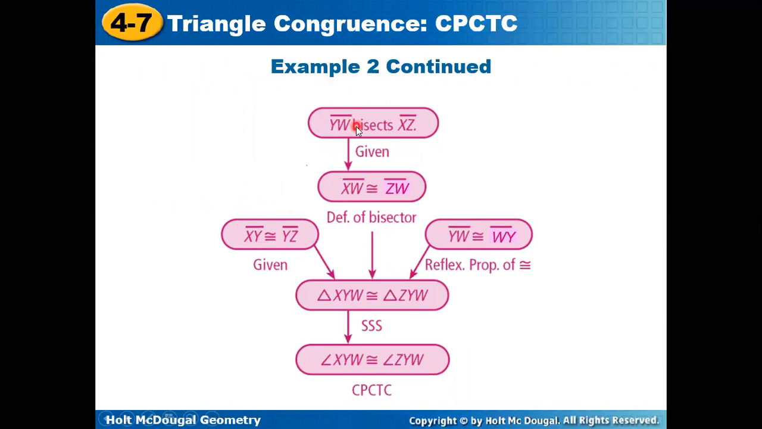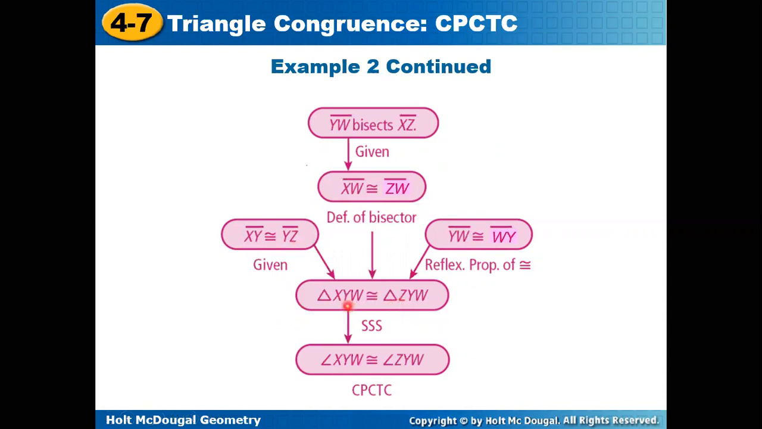Okay, let's see here. We start with YW bisects the segment XZ, and this is given. So it divides the segment XZ into two congruent parts. So XW is congruent to ZW. And by the definition of bisector, this is the definition of bisector, okay? And we have another given and reflexive property of congruency that a side is congruent to itself. So from 1 to 3, we can conclude that the two triangles are congruent by SSS.